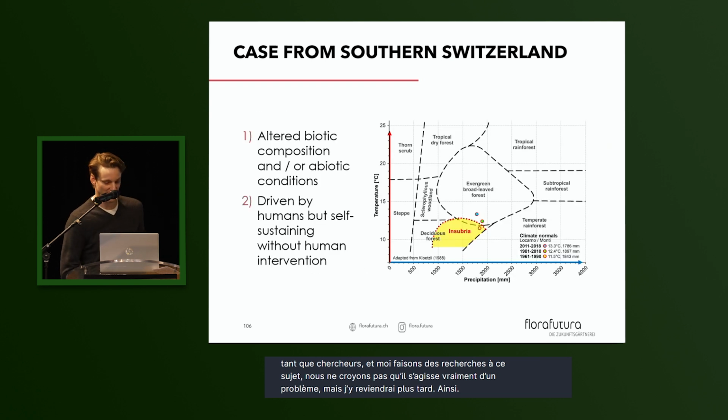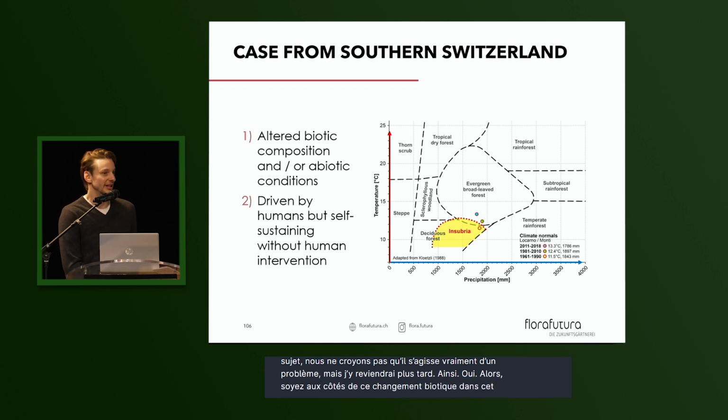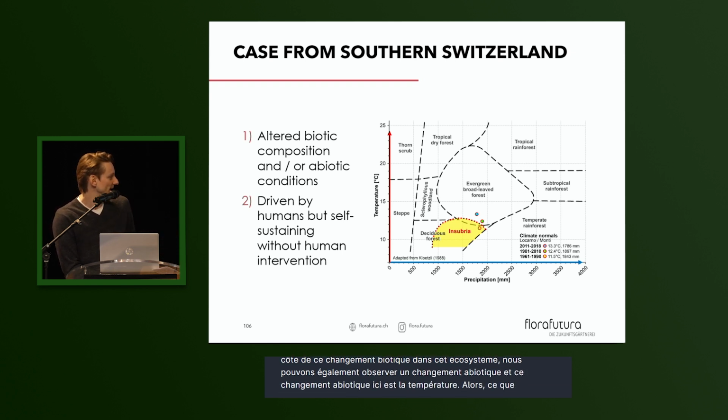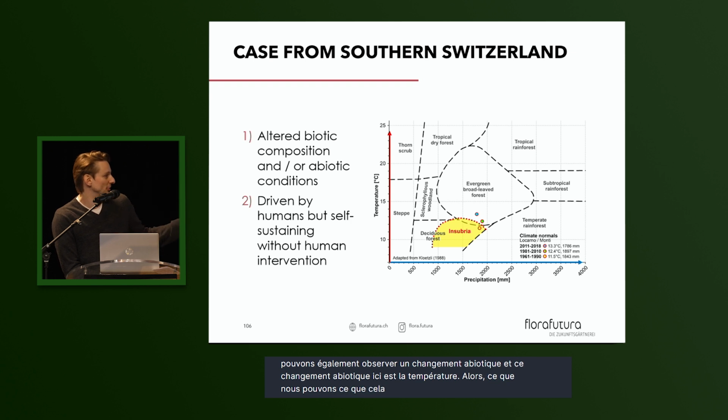So besides this biotic change in this ecosystem, we can also observe an abiotic change, and this abiotic change here is temperature. What this graph shows is the different biomes, for example, evergreen broadleaf forest or deciduous forest, as a function of precipitation and temperature.